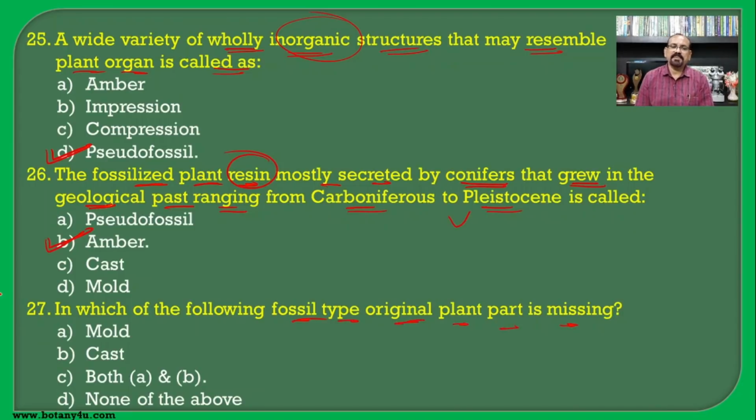The original plant part is missing in the mold as well as the cast. So the mold is the negative one and the cast is the positive one. So both A and B are the correct answer for this question.